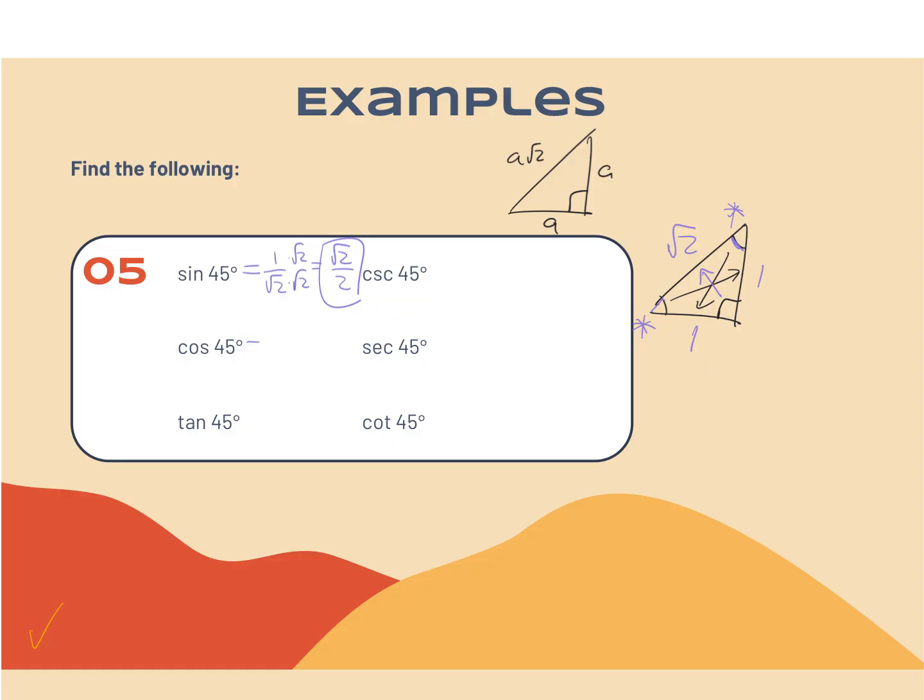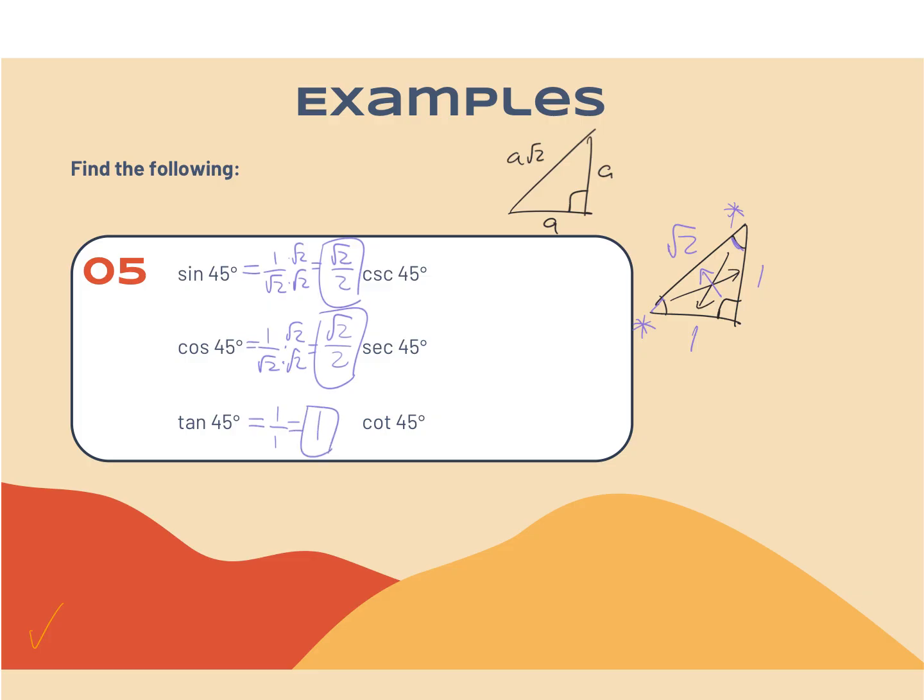Now cosine of 45, adjacent over hypotenuse, is going to be 1 over square root of 2. Same exact thing, rationalize, and then we get the exact same answer, square root of 2 over 2. Now tangent is going to be opposite over adjacent, so 1 over 1, which is just 1.